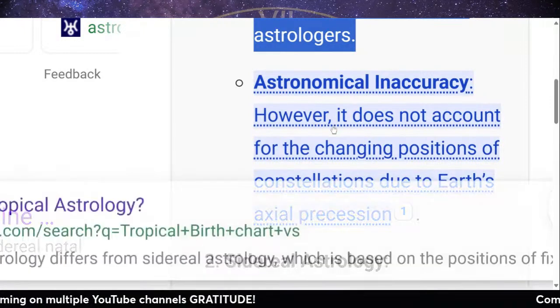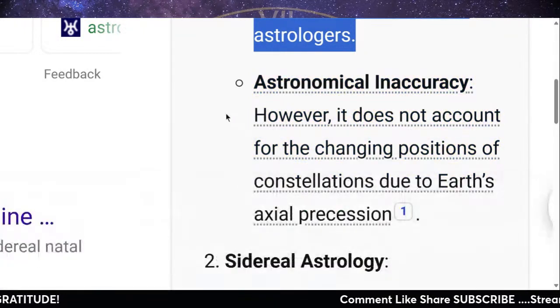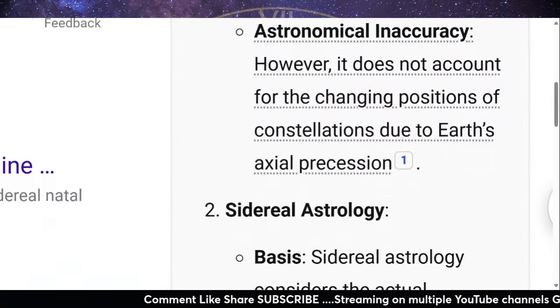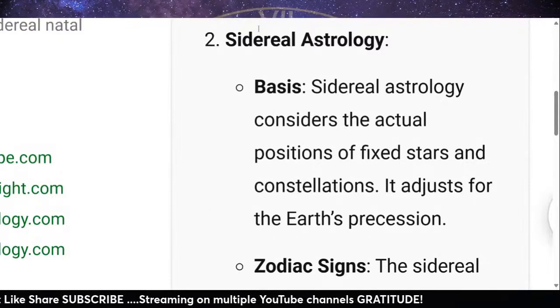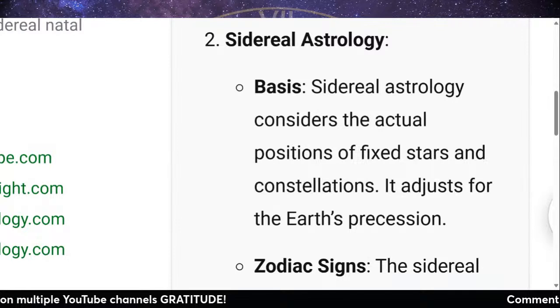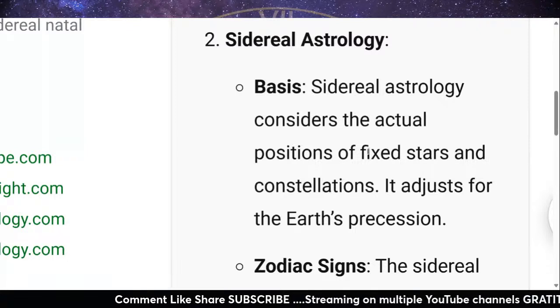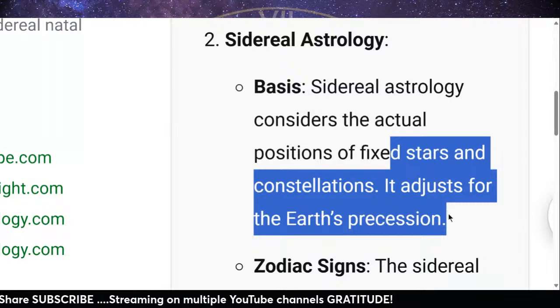Astronomical inaccuracy: however, it does not account for the changing positions of constellations due to Earth's axial precession. We're looking at sidereal astrology, and then we're going over to the PowerPoint presentation again. So the basis of sidereal astrology considers the actual position of fixed stars and constellations. It adjusts for the Earth's precession.